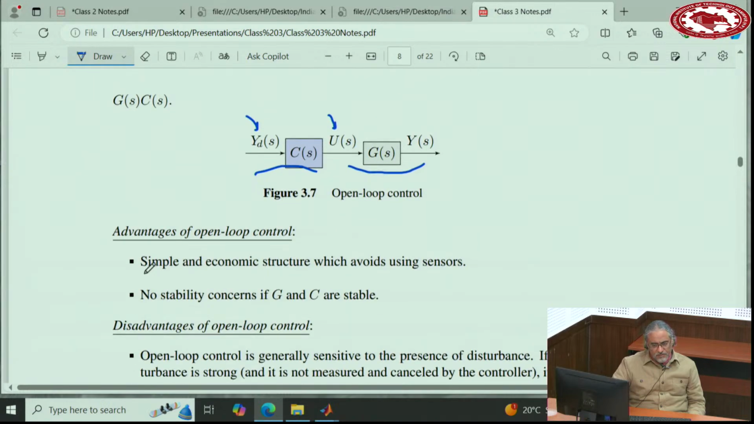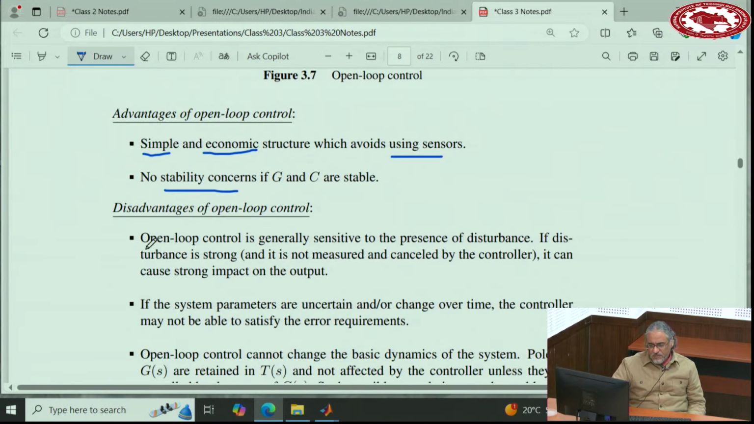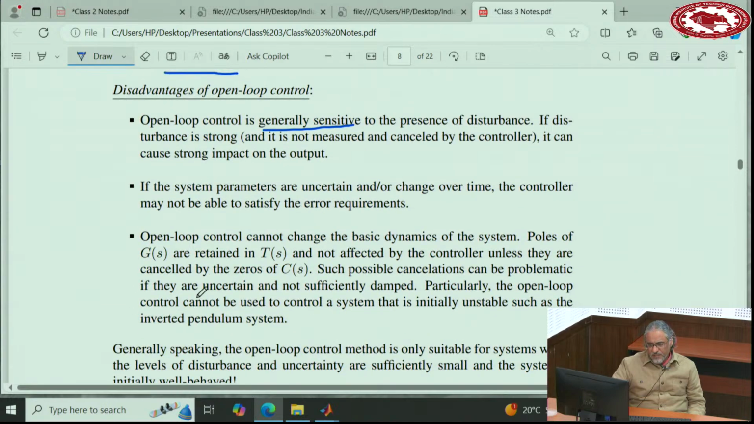Advantages: very simple. No sensor, very economic. No sensors, and no stability concerns. Because physical systems, normally they are stable by themselves. So if you don't close a feedback on them, they still remain stable. Disadvantages, as we said before: sensitivity to the presence of disturbances and also uncertainties.